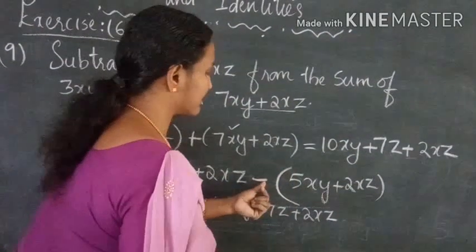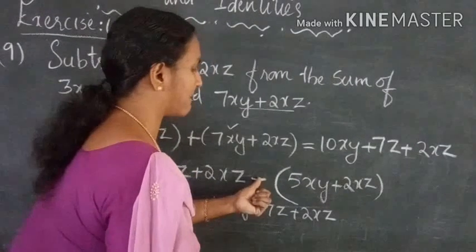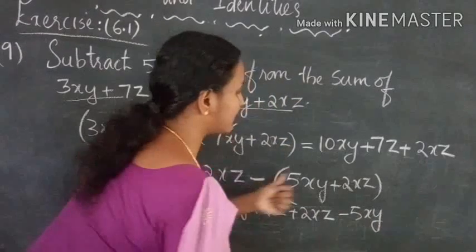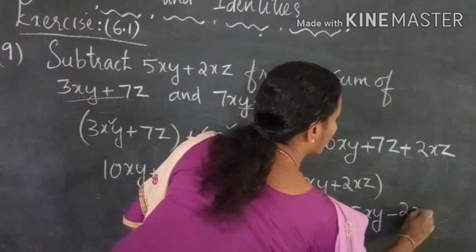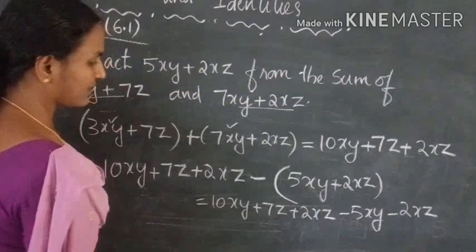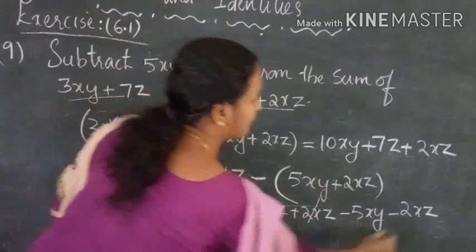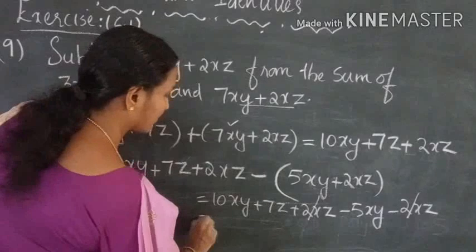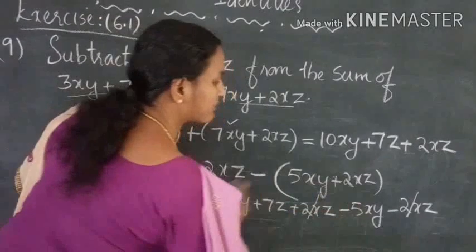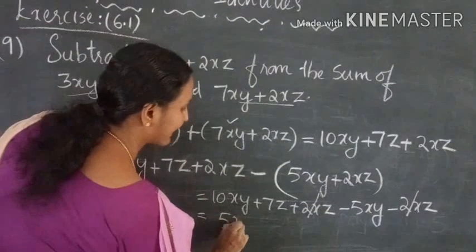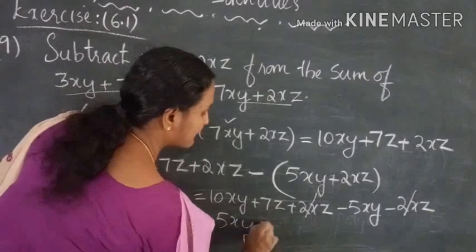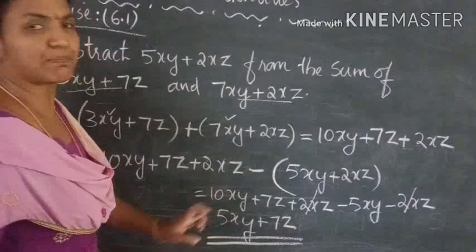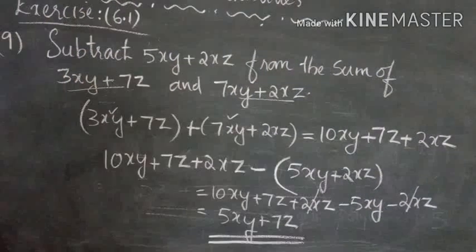Removing the brackets, so changing the signs. Minus into plus, minus 5xy, minus into plus, minus 2xz. Here plus 2xz minus 2xz cancel, 0. It is equal to 10xy minus 5xy, 5xy plus 7z. The answer is 5xy plus 7z.